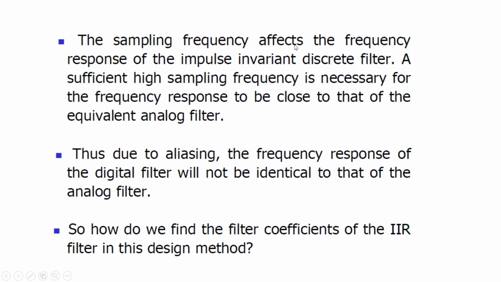The sampling frequency affects the frequency response of the impulse invariant discrete filter. A sufficiently high sampling frequency is necessary for the frequency response to be close to that of the equivalent analog filter. So it has to be high if you want the exact replica of the analog filter frequency response. Thus, due to aliasing, the frequency response of the digital filter will not be identical to that of the analog filter. So how do we find the filter coefficients of the IIR filter in this design method?